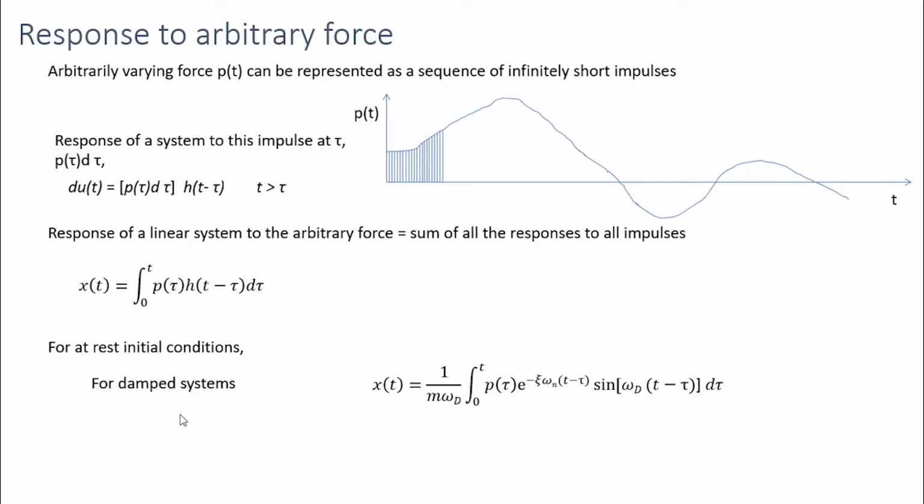Similarly, we can find the response for an undamped system by ignoring these damping terms. So that would be 1 by m omega n integral over time p tau sine omega n t minus tau d tau. So we can use these integrals to find the response to an arbitrary force.